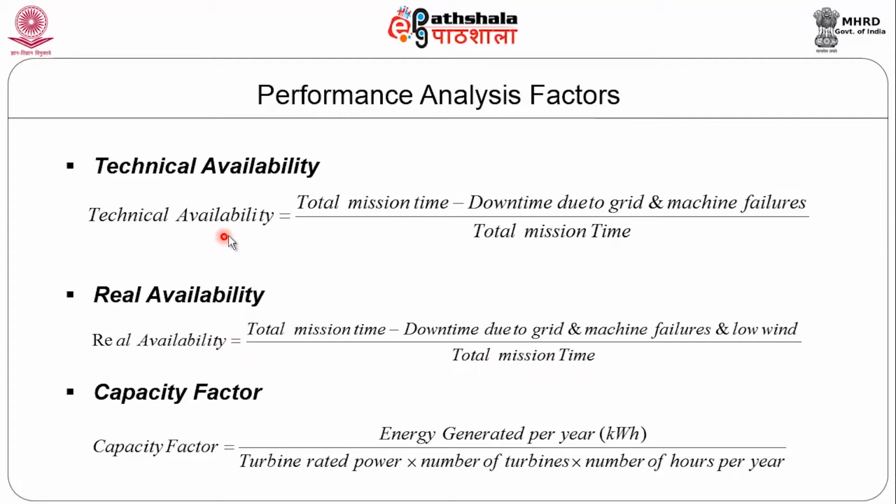So, technical availability will be high, in the order of 95% plus, and real availability may be in the order of 80% plus. Capacity factor, that is like an efficiency factor, is energy generated per year in units kilowatt hour divided by turbine rated power into number of turbines into number of hours per year. This ratio will give you the capacity factor.